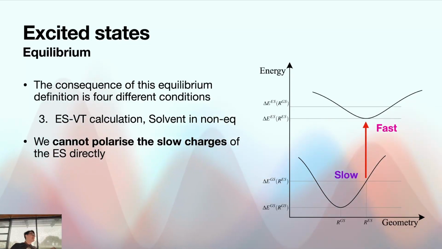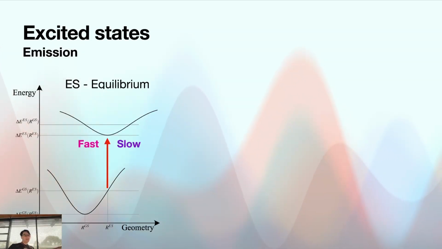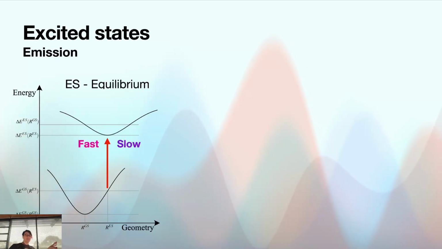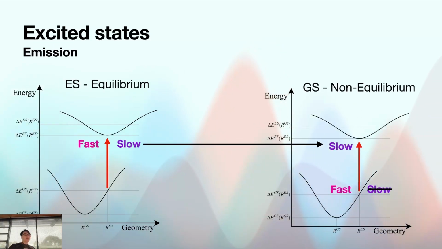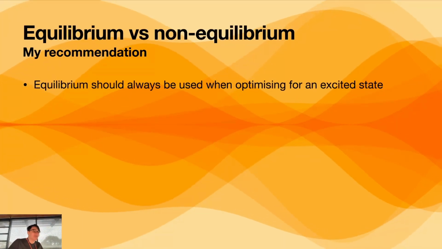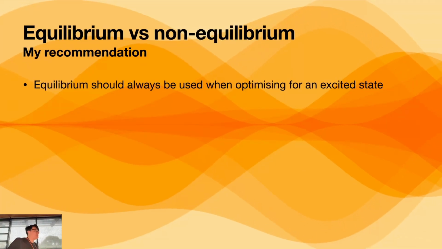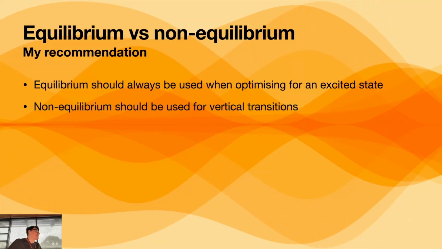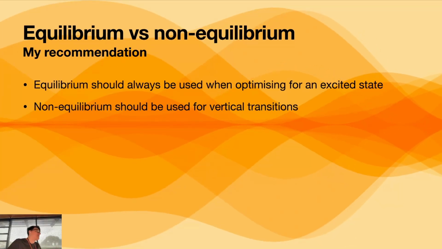We cannot polarize the slow charges of the excited state directly. So instead, when we do emission, what we have to do is calculate the excited state in equilibrium and store the slow charges, which we can then use for the non-equilibrium calculation from the ground state at the excited state geometry. This is really frustrating. But my recommendations on this are always do optimizations in equilibrium when optimizing for the excited state. Non-equilibrium should be used only for vertical transitions, and that is specifically for absorbance.